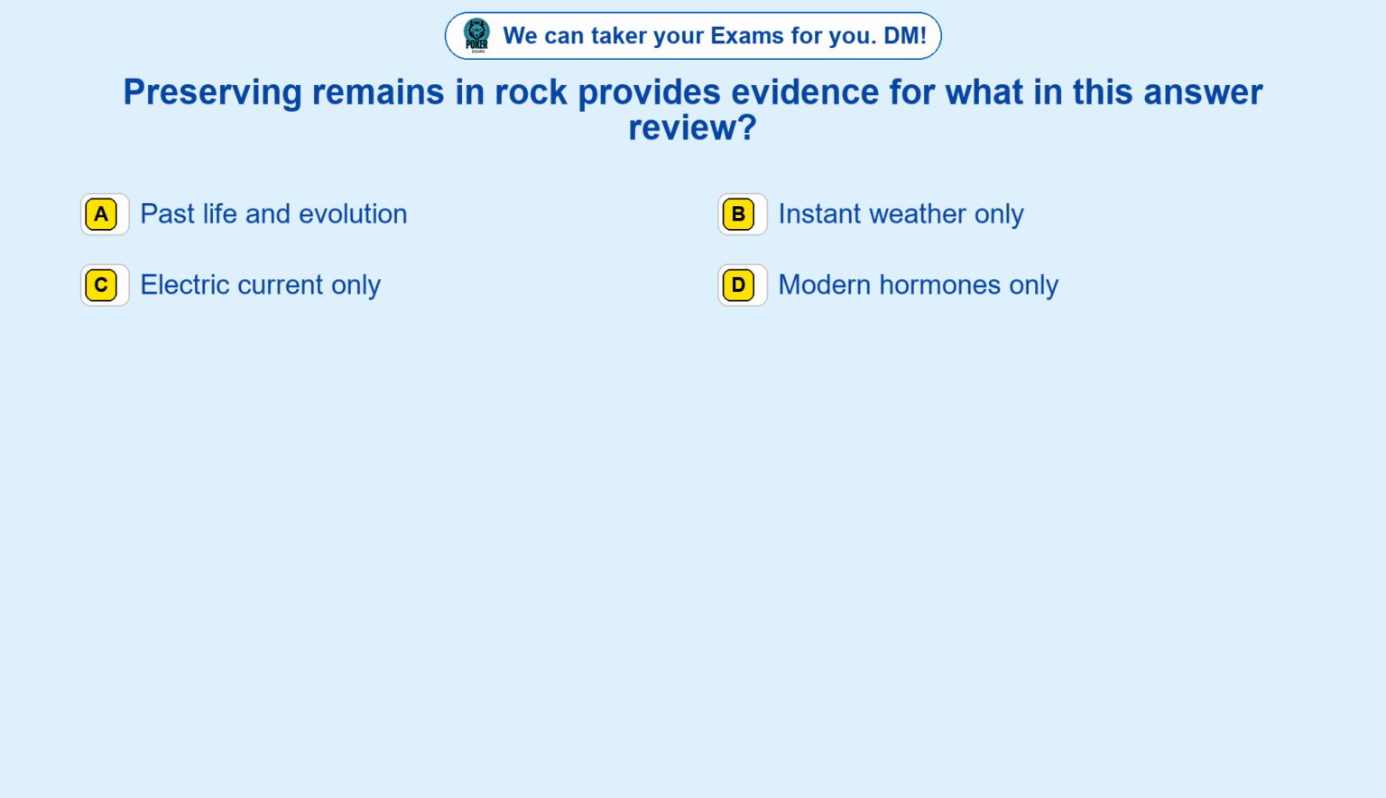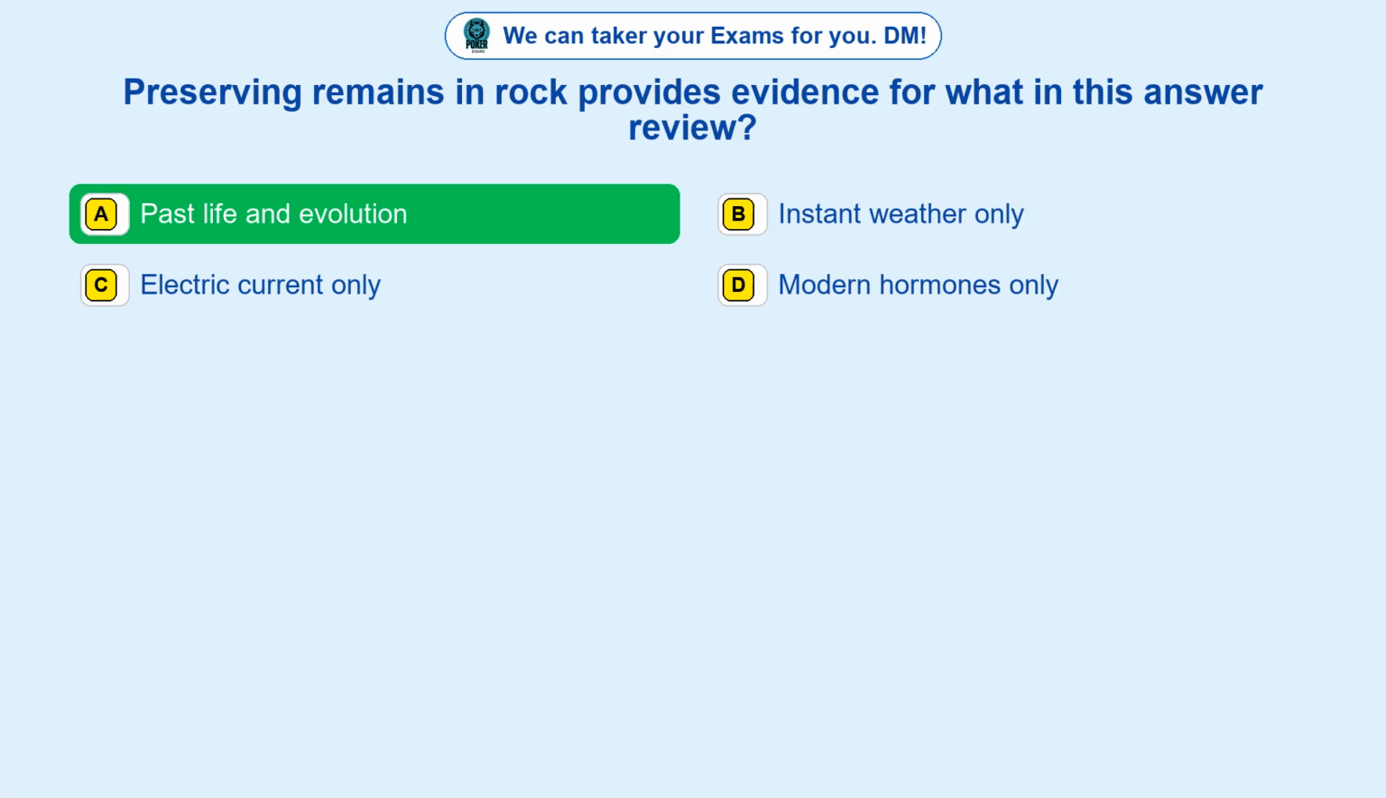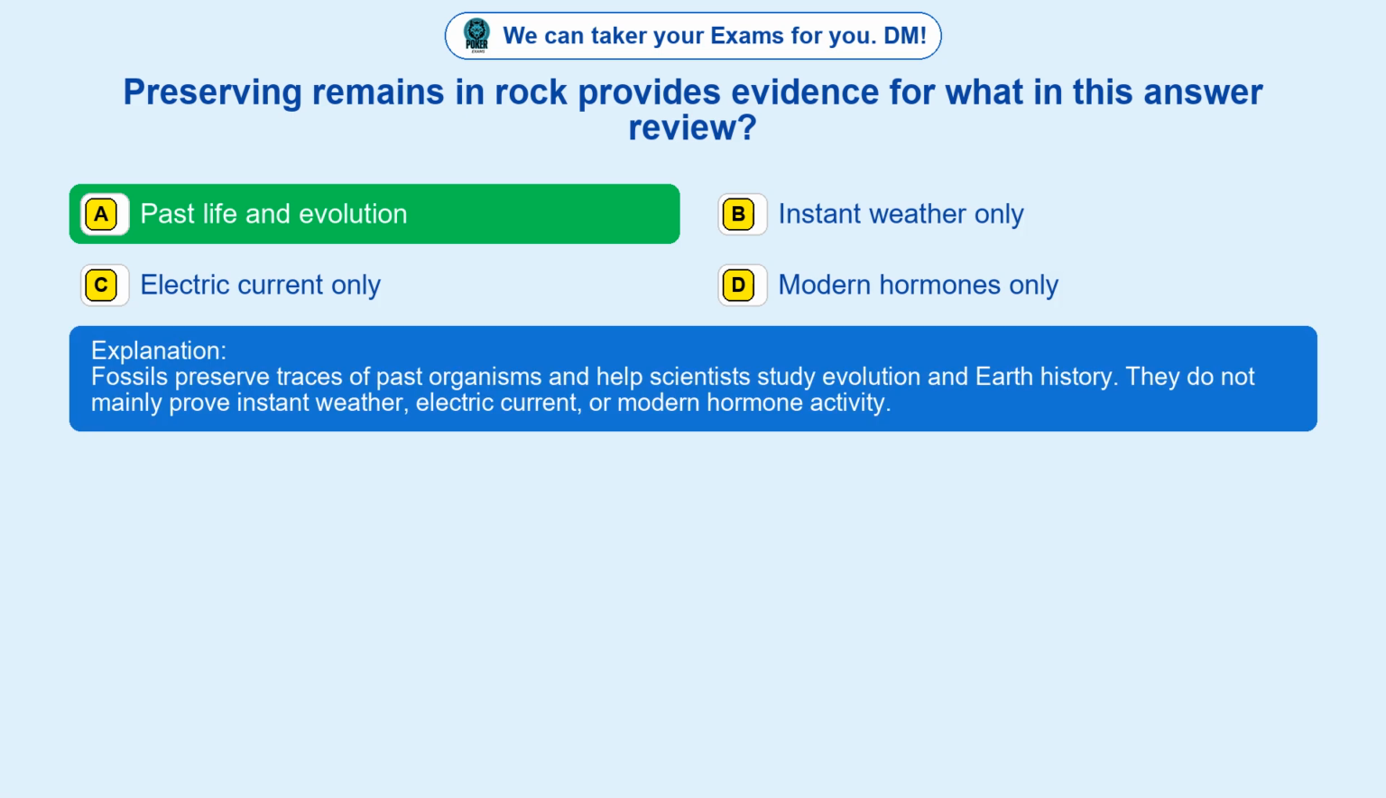Question 95. Preserving remains in rock provides evidence for what in this answer review? Option A, past life and evolution. Option B, instant weather only. Option C, electric current only. Option D, modern hormones only. The correct answer is option A. Past life and evolution. Fossils preserve traces of past organisms and help scientists study evolution and Earth history. They do not mainly prove instant weather, electric current, or modern hormone activity.